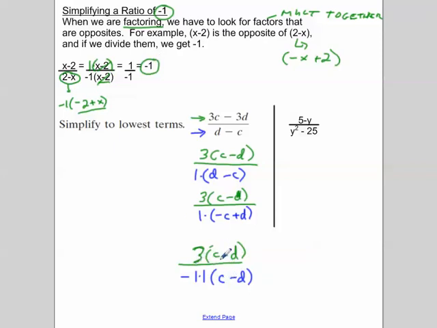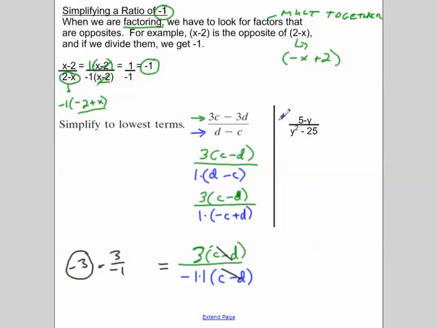So now I can say what cancels out? C minus d divided by c minus d. C minus d is a factor because c minus d is multiplied by 3. C minus d in the denominator is a factor because it's multiplied by all this stuff as well. So now we can cancel factors, and we can say c minus d divided by c minus d is 1, so that cancels out. And what's our answer? 3 over negative 1, or negative 3. And that should be our answer. So there's our answer there.